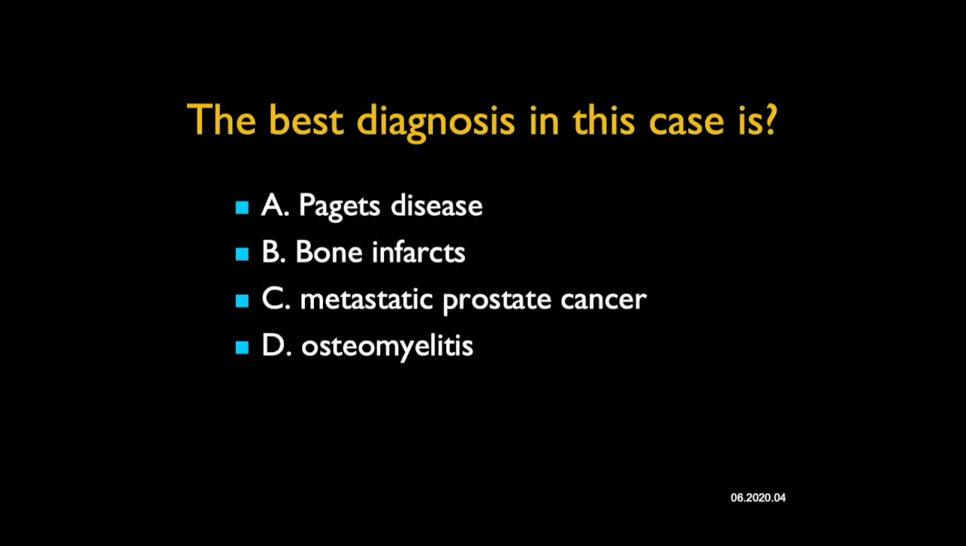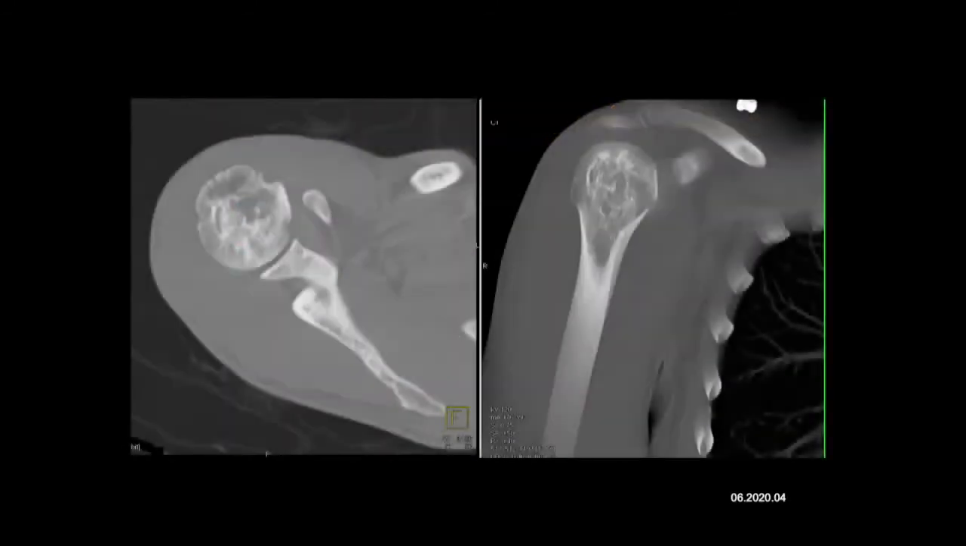This patient had shoulder pain, and what do you see? You see abnormalities in the bone, particularly in the humerus, though the scapula is also abnormal. In the humerus, there's this sclerotic type appearance. That's the classic appearance of bone infarcts.